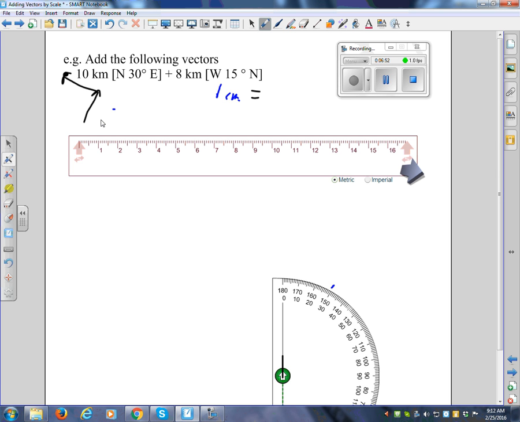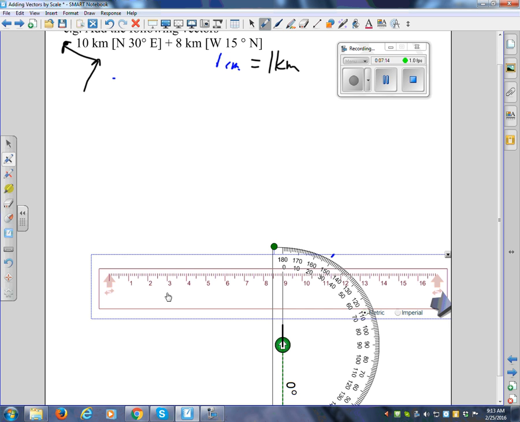In this case here, I got 10 kilometers and 8. So I'm going to probably put 1 centimeter equals 1 kilometer. That's important. It's part of the solution. I'm going to mark that. 1 centimeter equals 1 kilometer. Now, I'm going 10 kilometers, so I'm going to go 10 centimeters.